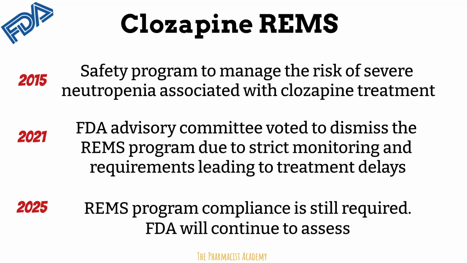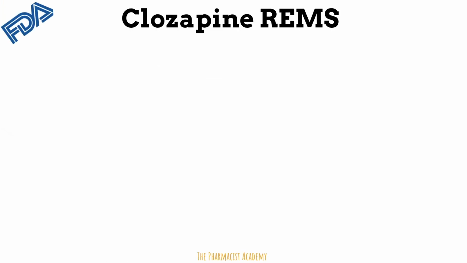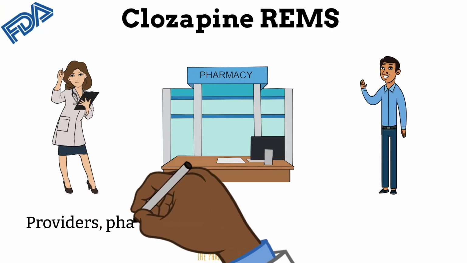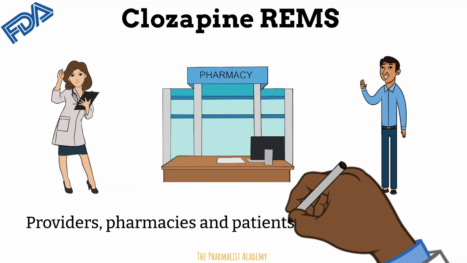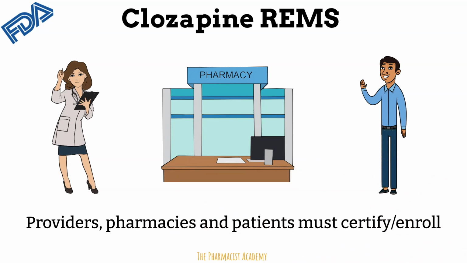Okay, so let's go on to learn about the requirements of this program, since compliance is still required. And even if, let's say, the FDA abolished this program, we can still have a good idea of how we could approach the monitoring of these patients within our own clinical practice. The REMS program requires the provider, pharmacies, and patients to be certified in the REMS program for prescribing, dispensing of the medication, and for patients to receive it.